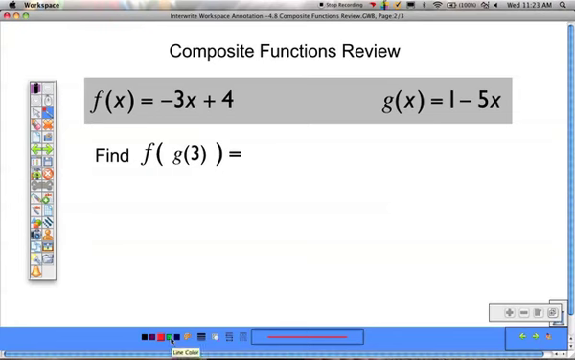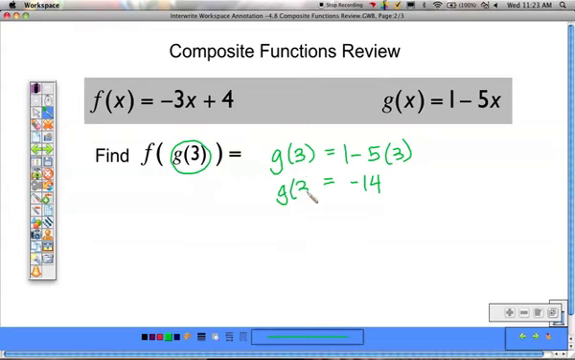Okay, so let's look at with equations. What does f of g of 3 mean? Start with g of 3. Plug in a 3 for x, so we get 1 minus 5 times 3. 1 minus 15 is negative 14. So now plug that in for g of 3 right here. And we're going to find f of negative 14.